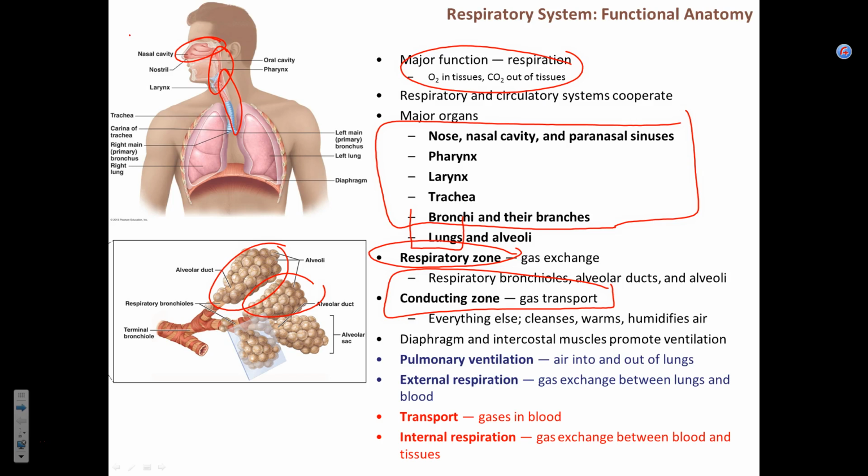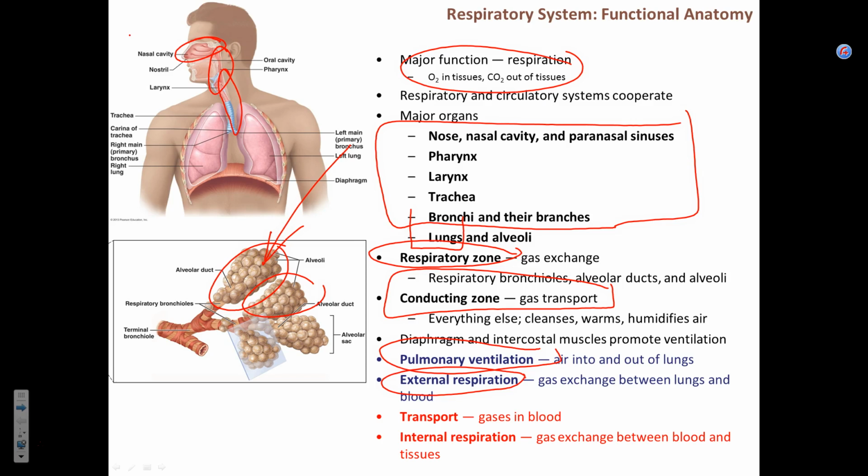There are four processes that occur during respiration. First process is pulmonary ventilation, delivery of gas into the lungs. Okay? Delivering of air into the lungs, or exhaling it out. Then there's a step called external respiration. So that's an exchange of oxygen and CO2 between the blood and the air in the alveoli.